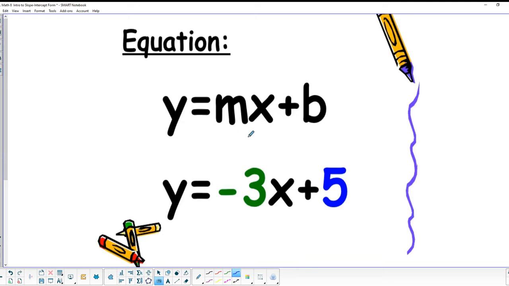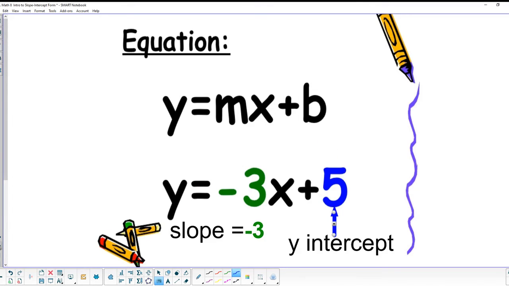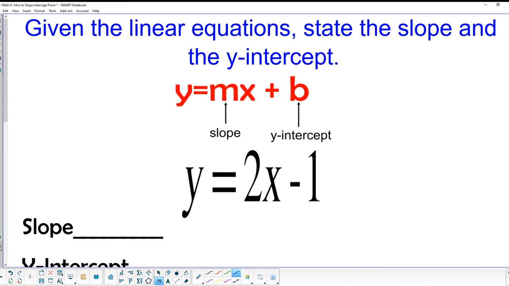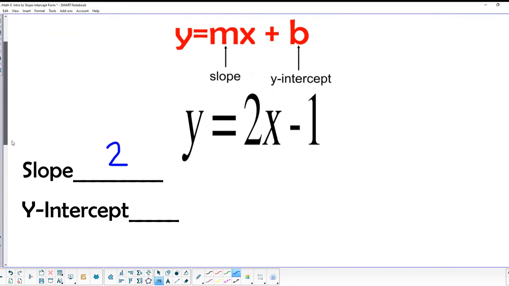To put it very simply, the number in front of x, when this is solved for y, is the slope. The number behind x, the one that says plus or minus something, is the y-intercept of the equation. It's that simple. So let's try a couple of practice problems here. As we mentioned, the slope is negative 3, the y-intercept is 5. How about this one? The slope in this case would be 2, because it's the number in front of x. The y-intercept is negative 1, because that's the number behind x.